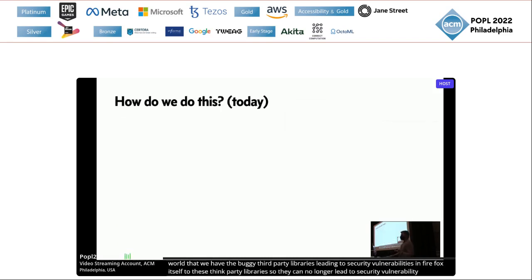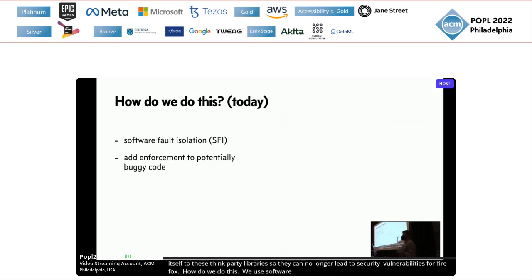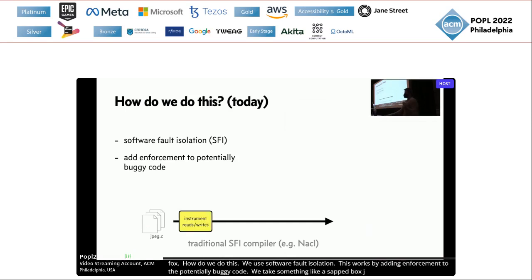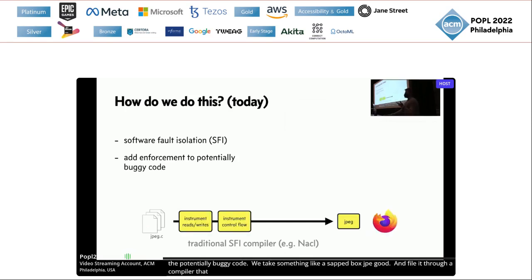We do this using a technique called software fault isolation. And this works by adding enforcement to the potentially buggy code. So we take something like a sandboxed libjpeg, compile it through an SFI compiler, which does things like adding instrumented reads and writes and instrumented control flow, ensuring that we have a secure produced output at the end that can be safely linked with Firefox.